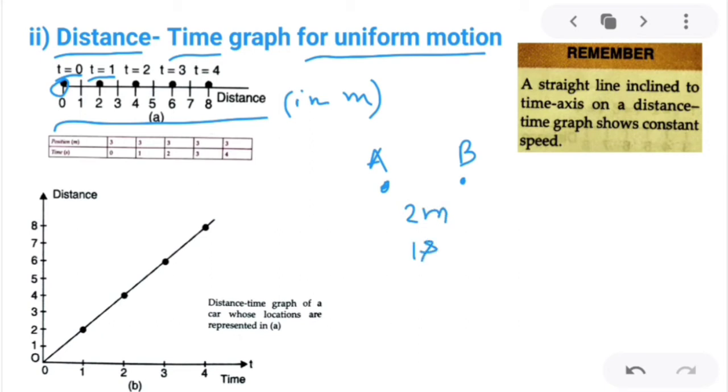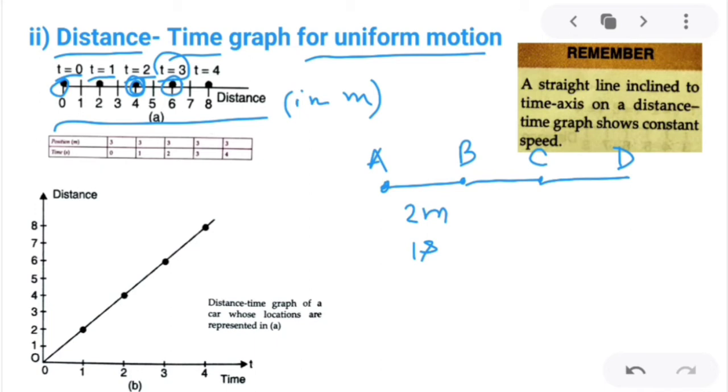Then next, after 2 seconds, the object is at 4 meters distance from the starting point. C is 4 meters from A, that means AC is 4 meters. And after 3 seconds, the object is at 6 meters from A. That means AD is 6.